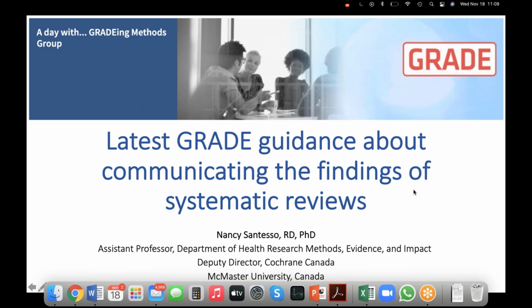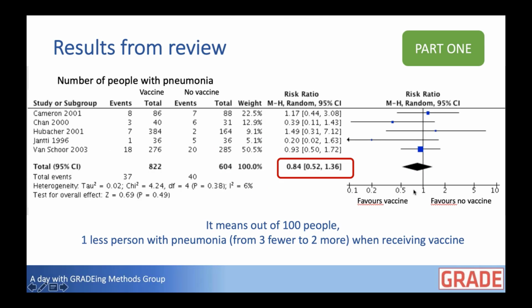The last presentation is about how to communicate the findings from your systematic review. And just to put us in perspective of what we're talking about here, and we'll do this as an example as well, the results from the review, you will have come up with a risk ratio or a mean difference or whatever point estimate at the end, and you'll have this number.